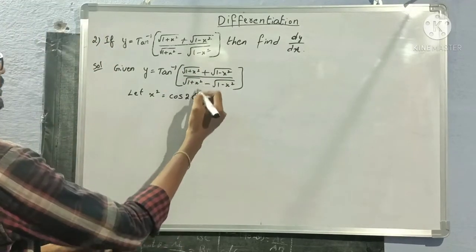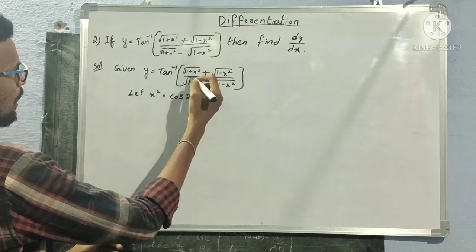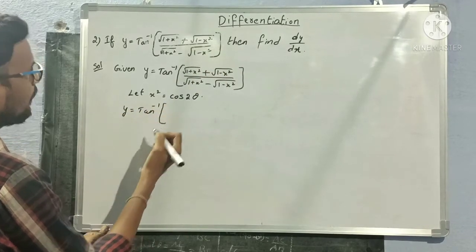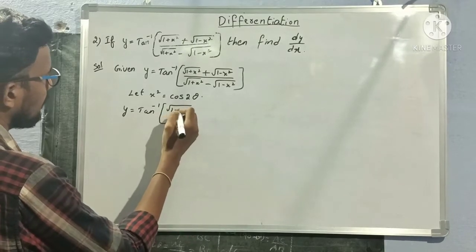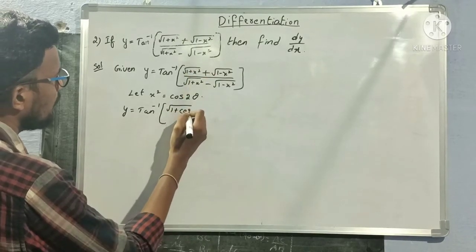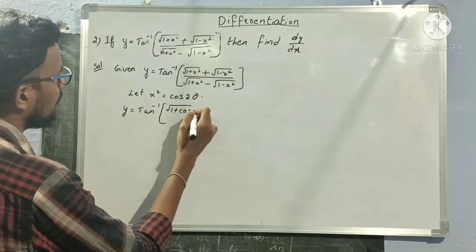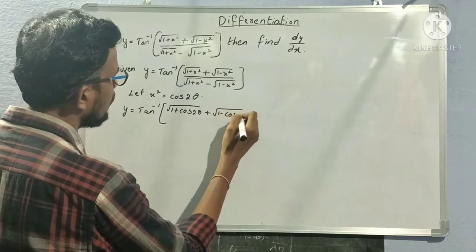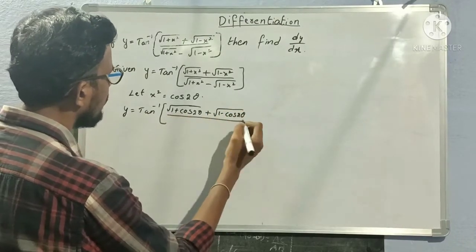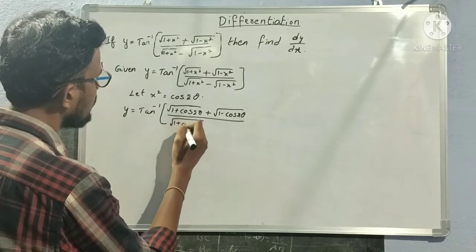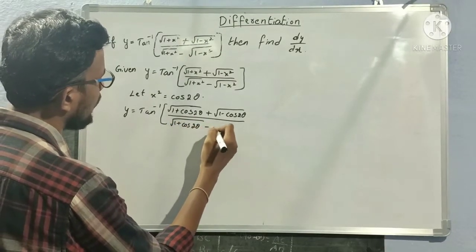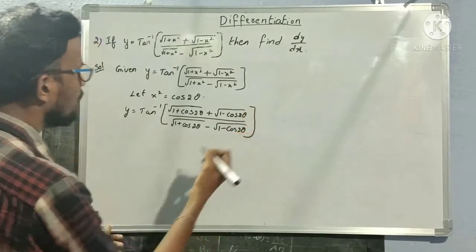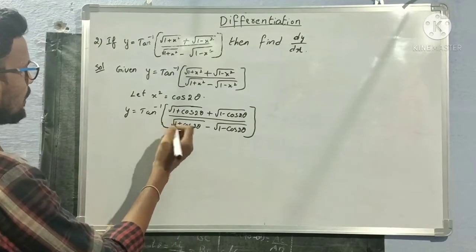Now I am substituting this cos 2 theta in the place of x square wherever it is there in this question. So I am writing y is equal to tan inverse of (square root of 1 plus cos 2 theta plus square root of 1 minus cos 2 theta) by (square root of 1 plus cos 2 theta minus square root of 1 minus cos 2 theta). Now the expression changes like this.